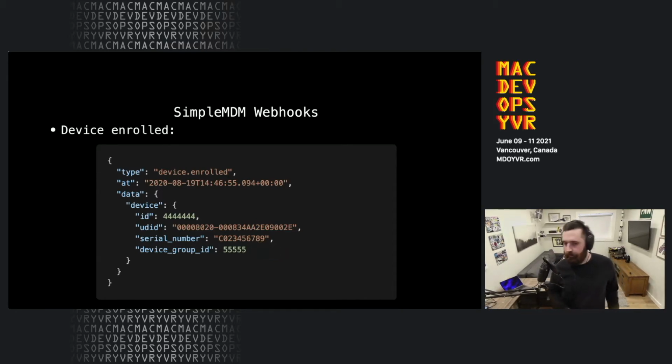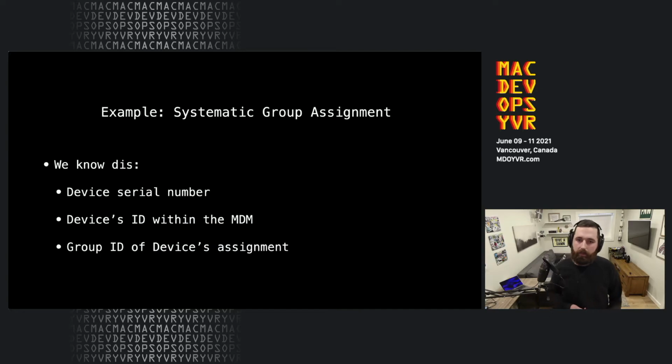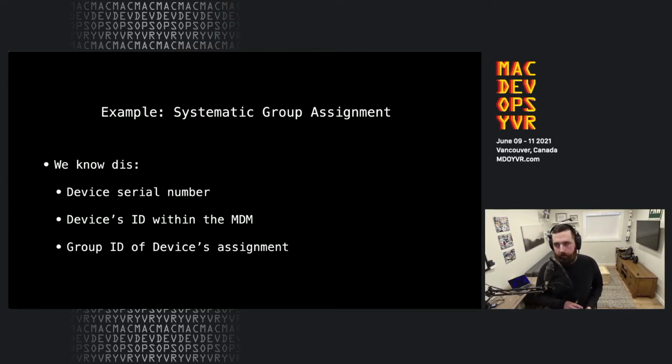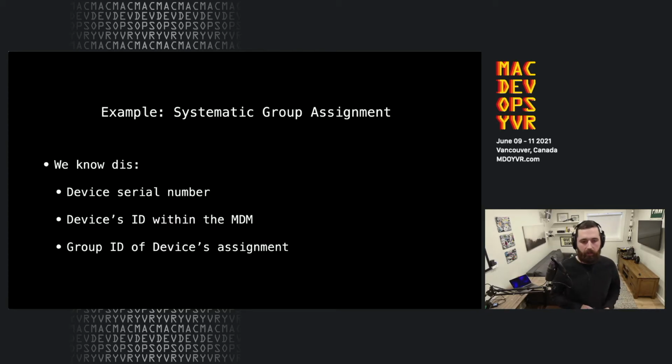And that's really great information to have. You can start to build out a lot of logic off of these events in real time. A good example of that is, how do we systematically assign items to groups? So what do we know? We know the device serial number. We know the device's ID within the MDM. So we know the group, based off its ID.